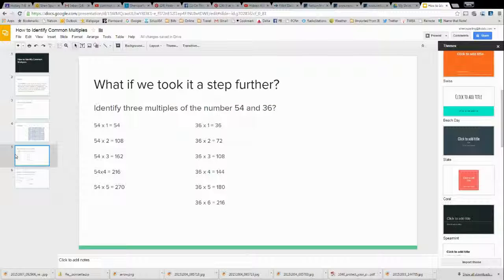So if we take it a step further, so this is grade 8 where you're going to need to know. So identify 3 multiples of the number 54 and 36. So 54 times 1 is 54. 54 times 2 is 108. 54 times 3 is 162, and so on. You can read this. So if we're looking at those multiples, grade 8s, you can already see that I've got 2 multiples in common.